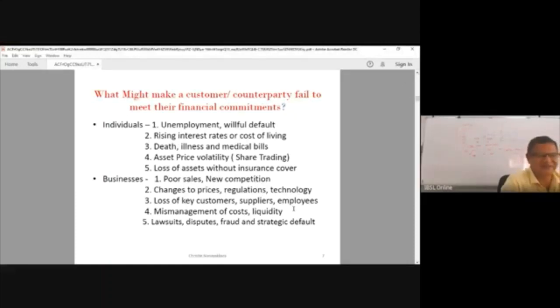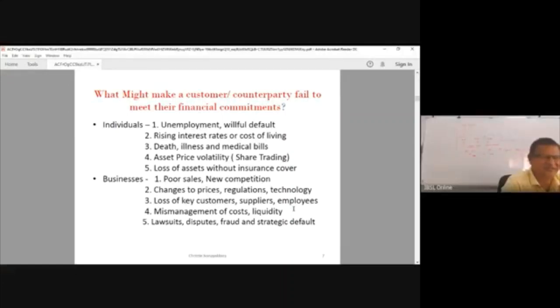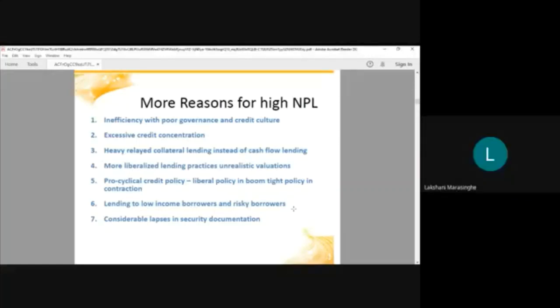Loss of key customers, suppliers, and employees. This could happen to any business, especially if you have one key customer, and that customer decides to do transactions with another business, which will be a huge loss. Mismanagement of cost, lawsuits, disputes, frauds also could lead to business interruptions. As a result, there could be NPA. More reasons I can give: inefficiency, poor governance of credit culture. These are some of the reasons within us.